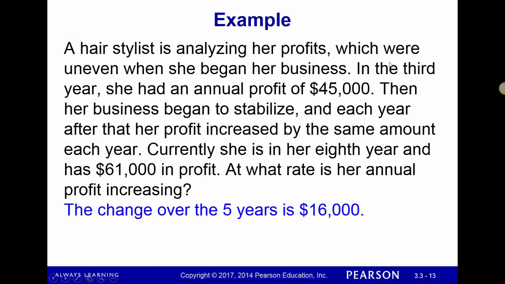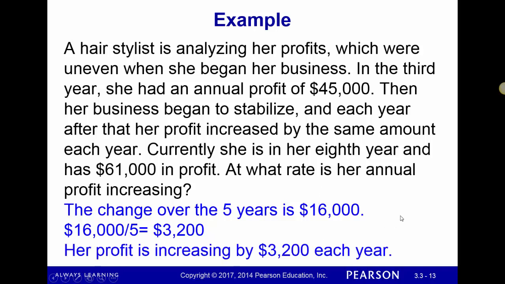So we went over 5 years because we went from the 3rd year to the 8th year. And the change in her profit was $16,000. So if we take that change, $16,000, which would be the rise, over the run, which is 5 years, she's seeing an annual rate increase in her profit of $3,200.